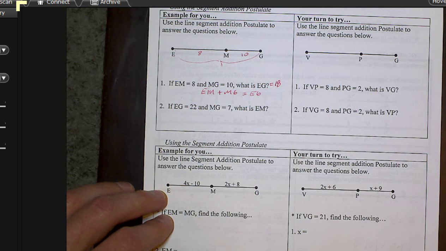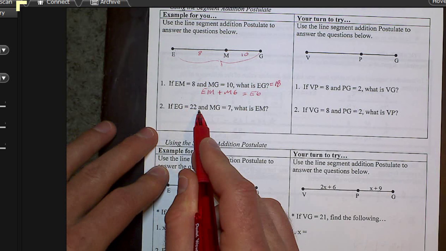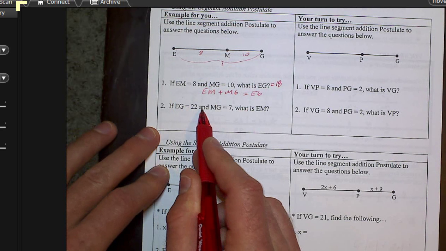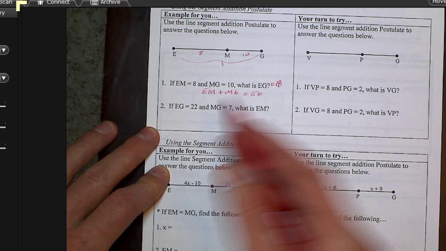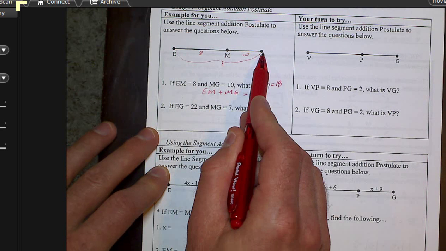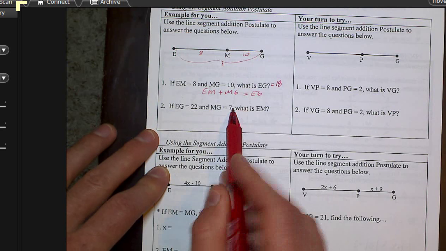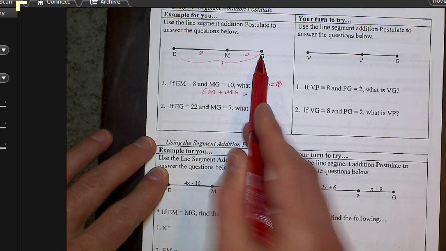Okay, right below it says EG is 22, so this is a different type of problem. It says EG is 22, so you know the entire length is 22, and MG is 7, so just a smaller part of it is 7. They want to know what EM is.